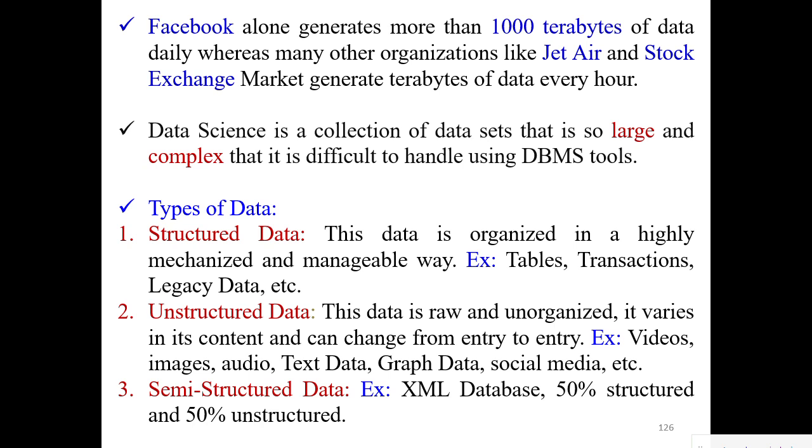We have three types of data: structured data, unstructured data, and semi-structured data. Structured data is nothing but data created with the help of relational database tools like SQL, MySQL, Teradata, DB2, and MS Access. We create the tables, transactions, and legacy data. There is a schema, a relation, a table, a procedure, and syntax. Based on that, we create the tables, transactions, databases, and legacy databases. That is called structured data.